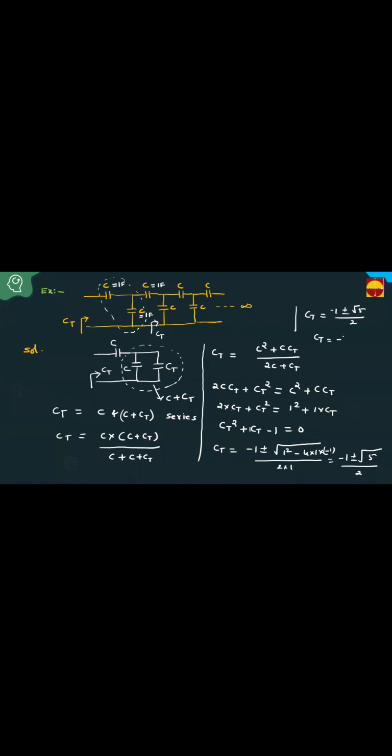You take the positive value, minus 1 plus root 5 by 2. What is CT you can get? Minus 1 plus, what is the root 5 value? Do it, all of you. 2.236. So CT equals minus 1 plus 2.236, that is 1.236 by 2. Then 1.236 by 2, how much we can get? 0.62 or 0.61 approximately.